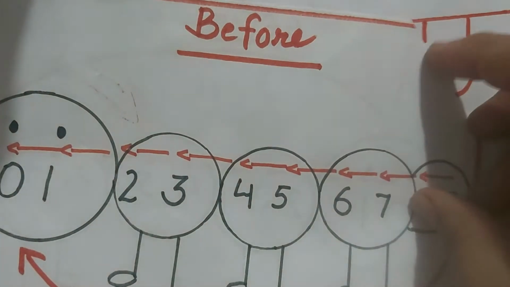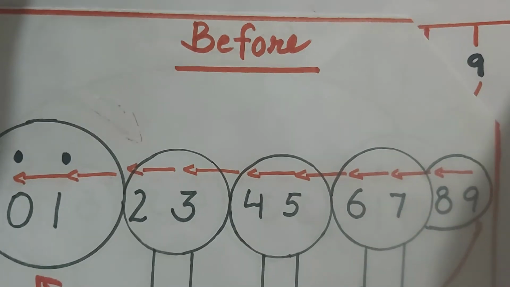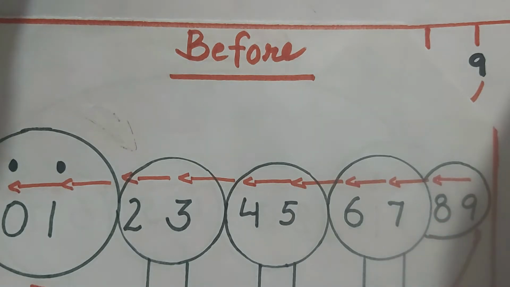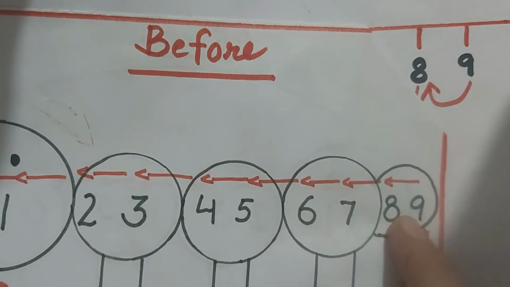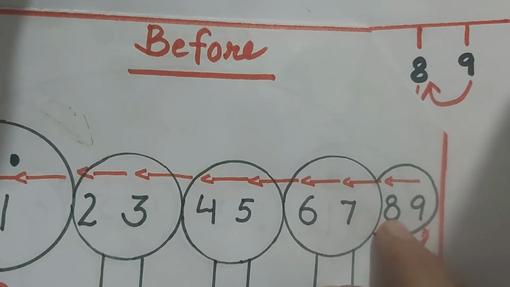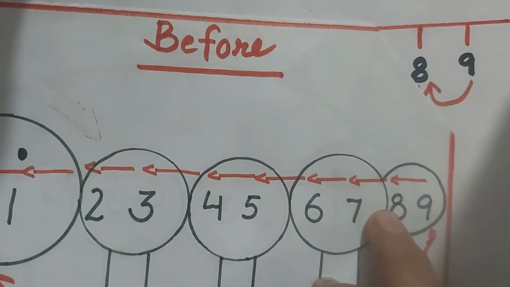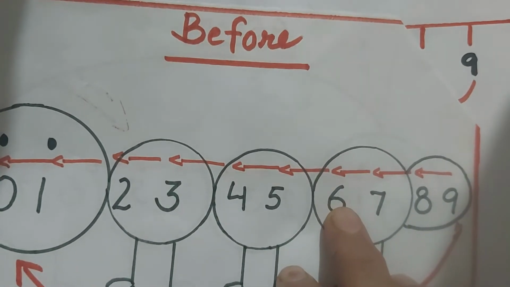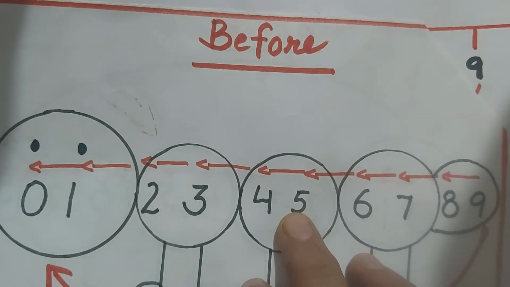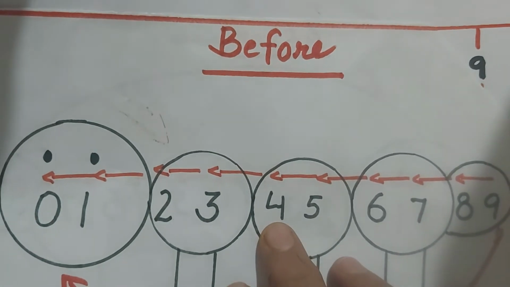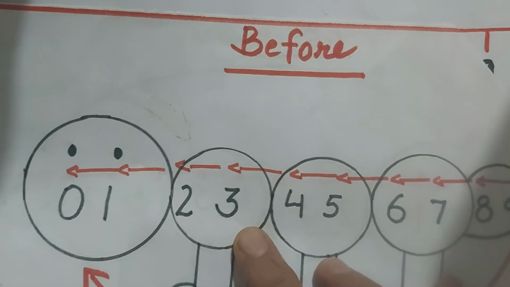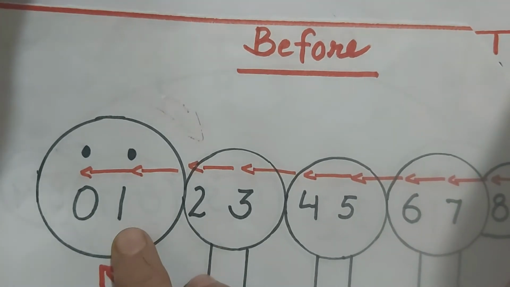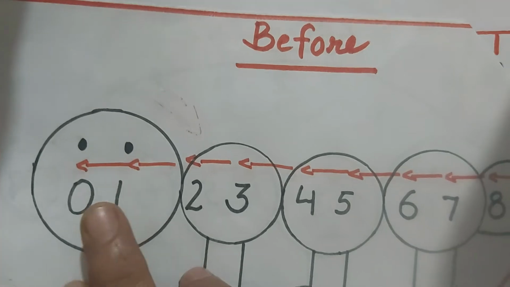Okay, now see, this is a picture of a caterpillar, and here the numbers are written from 1 to 9. 1, 2, 3, 4, 5, 6, 7, 8, 9. Now see, which number comes before 9? 8. Which number comes before 8? 7. Which number comes before 7? 6. Which number comes before 6? 5. Which number comes before 5? 4. Which number comes before 4? 3. Which number comes before 3? 2. Which number comes before 2? 1. And which number comes before 1? 0.